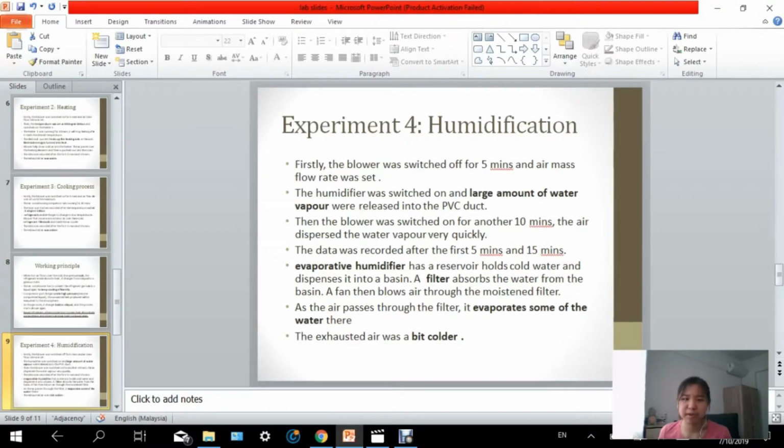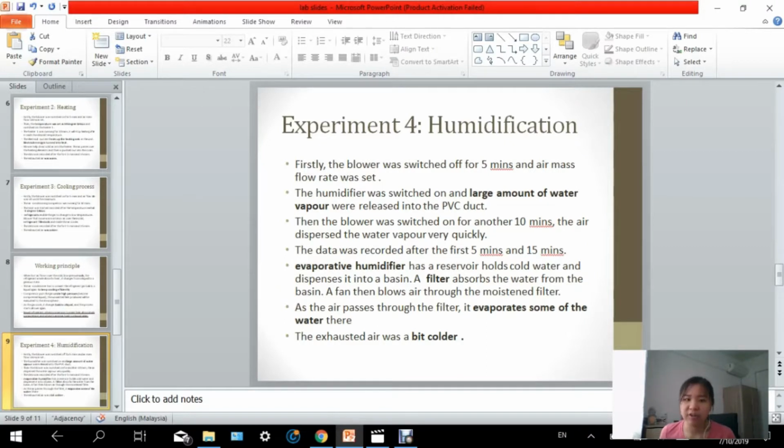The fourth experiment is the humidification. So first, we also do the same thing: let the blower switch off and we set the flow rate. But this time we switch on the humidifier and a large amount of water vapor will release into the PVC duct. Then we turn on the blower for 10 minutes and we can see that the air disperses the water vapor very quickly. So we record the data.